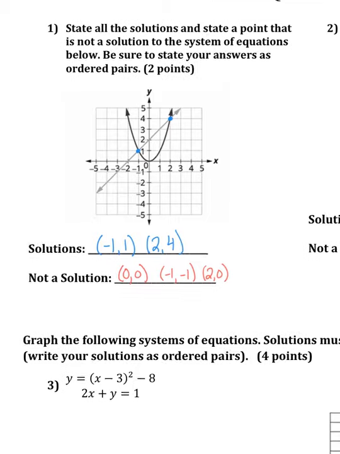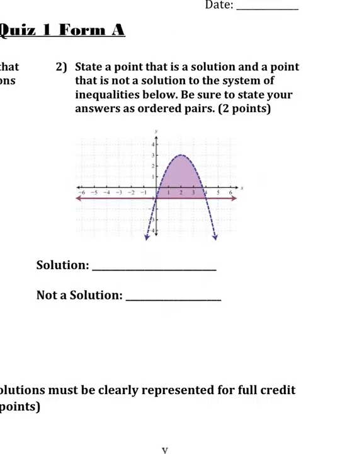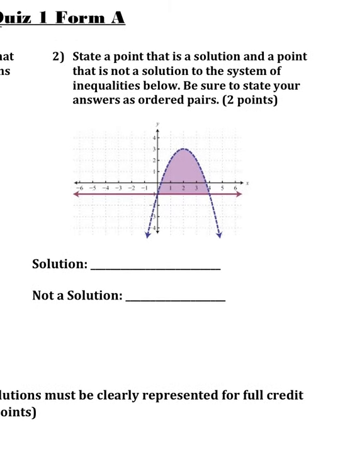For number 2, it's a little bit different. Now we're talking about a system of inequalities. Now, the system of inequalities, the solutions lie in the shaded region. They do not lie where the functions overlap. So anything that's in this shaded region is going to be a solution. So again, there's more than one answer to this.